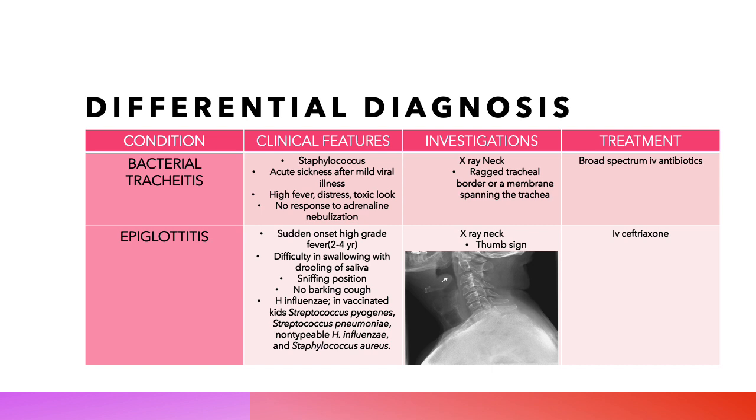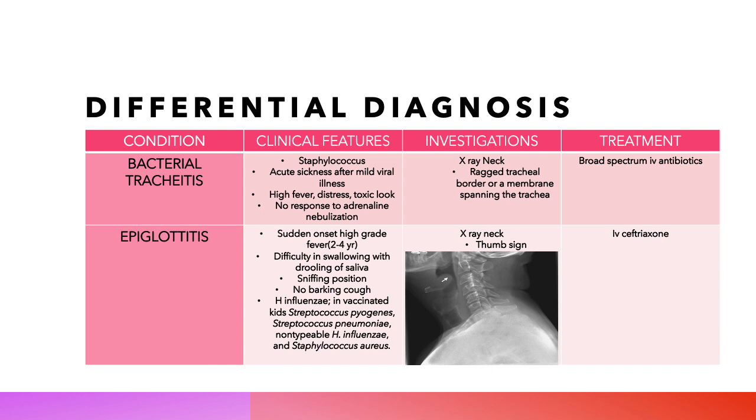What is sniffing position? The child supports his body forwards by both his forearms, and his neck is extended as if he is trying to sniff something. So, that is called sniffing position. So, that avoids the discomfort caused by epiglottitis.